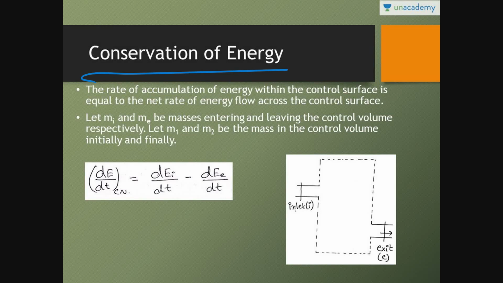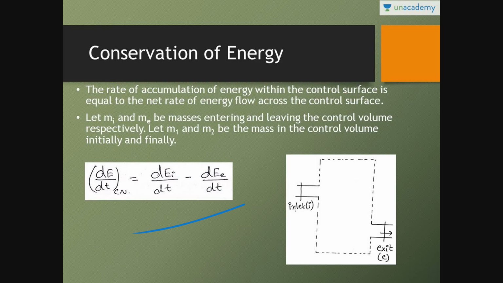Similarly, conservation of energy. The rate of accumulation of energy within the control volume is equal to the net rate of energy flow across the control surface. Energy coming in is equal to the energy flow rate in the control volume plus the energy flow rate at exit. So energy in the control volume is equal to energy flow rate at inlet minus energy rate at exit. But for steady flow, energy change in the control volume is equal to 0. Therefore, energy at inlet is equal to energy at exit.